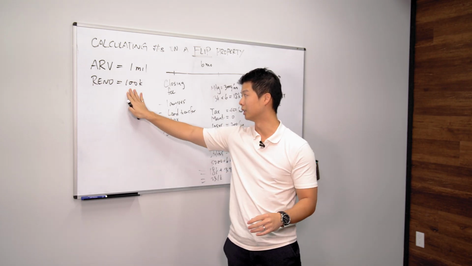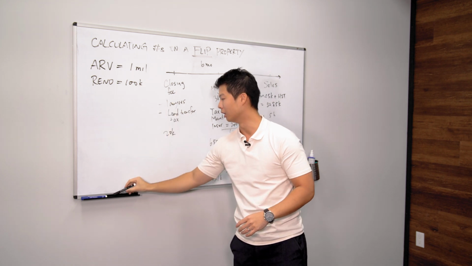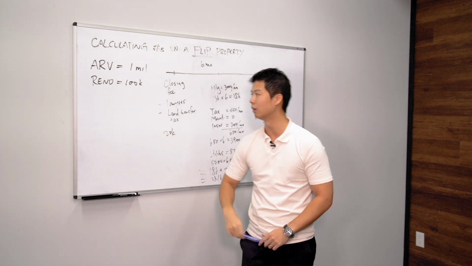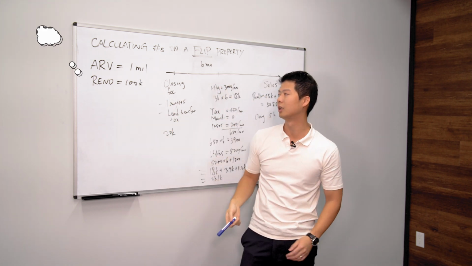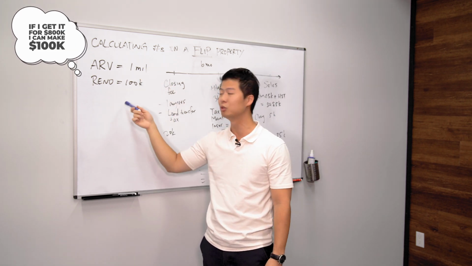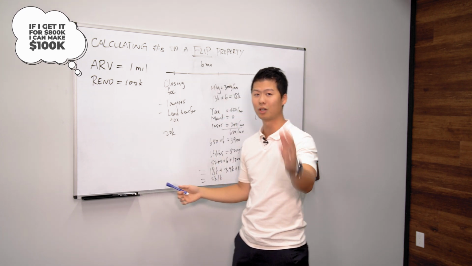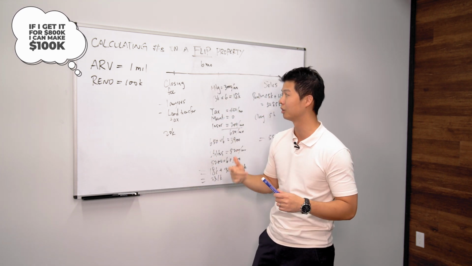Now guys, let's pay attention to this. Outside of that 100K, a lot of people actually stop right here thinking that, oh, well, I'm trying to sell the project for $1 million and my expense is only 100K. So if I can get a property for 800,000, I make 100K. That's what a lot of beginner investors would be calculating.